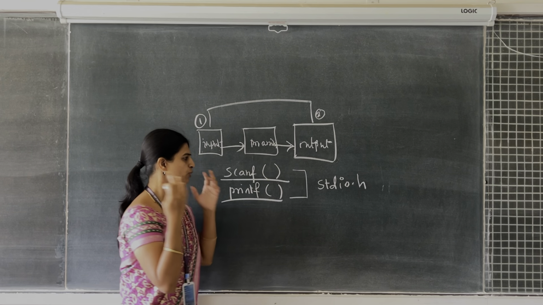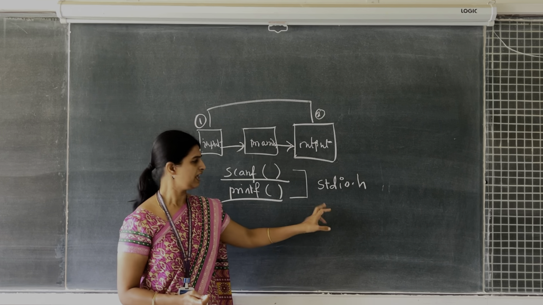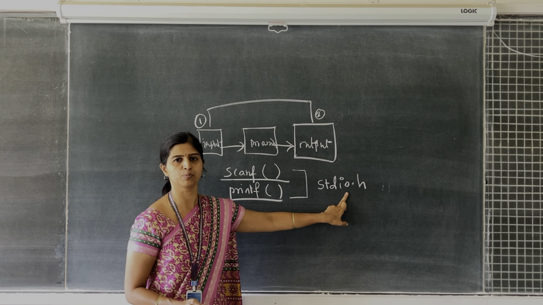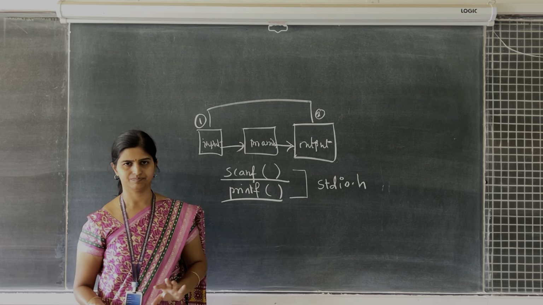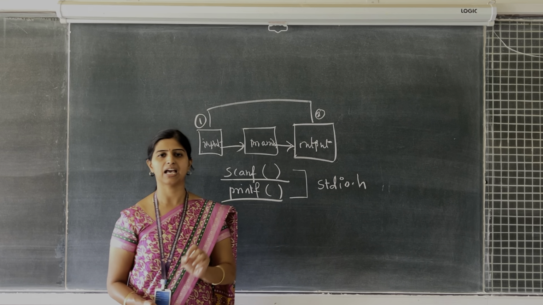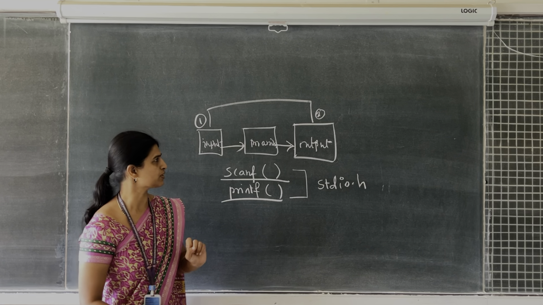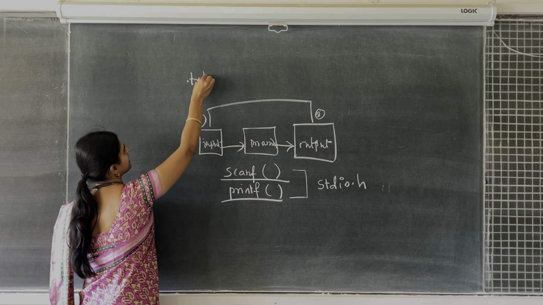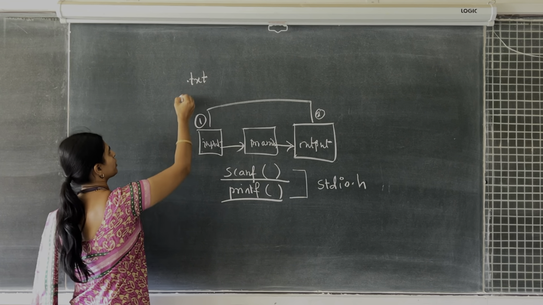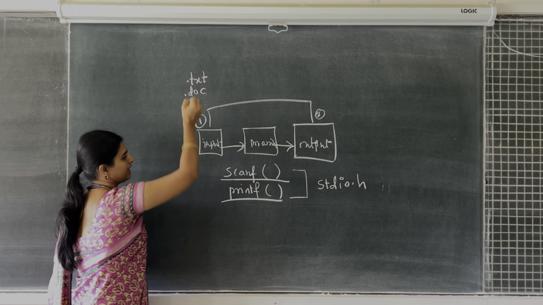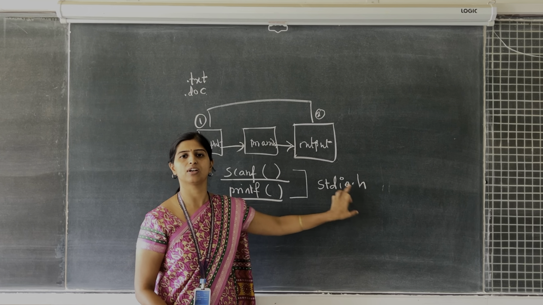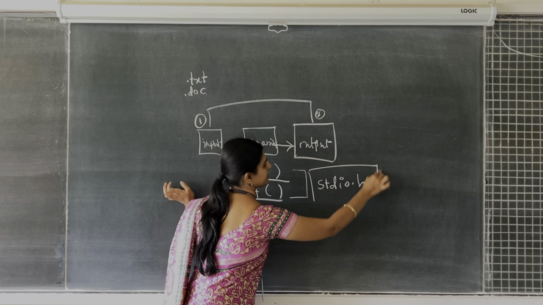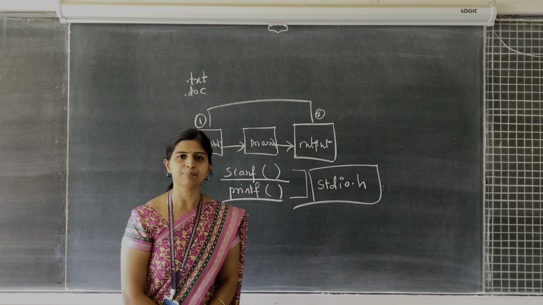Now, you might be thinking, what is this stdio.h? STD stands for standard, I stands for input, O stands for output, H stands for header file. Any file that you take up will have something called an extension. Suppose I am using a text file, then that file will end with .txt. Suppose I am creating a document, then it will be .doc. Similarly, the header file called stdio should end with the extension .h. And please focus, this is very important in our C program.